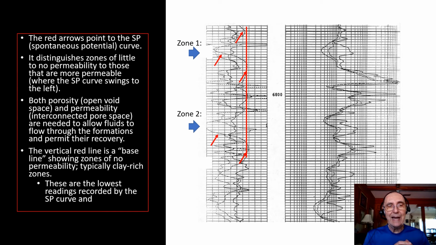Both porosity and permeability are needed to allow fluids to flow through the rock formations and to allow the recovery of these fluids. Porosity has to do with the open space or void space, and permeability has to do with the interconnected pore space. The vertical red line that is shown on the log is a baseline showing zones of no permeability. These are typically clay-rich zones. These are the lowest readings recorded by the SP curve.